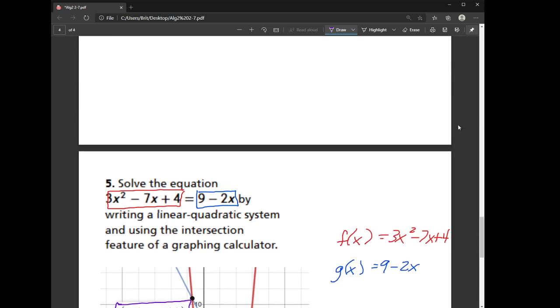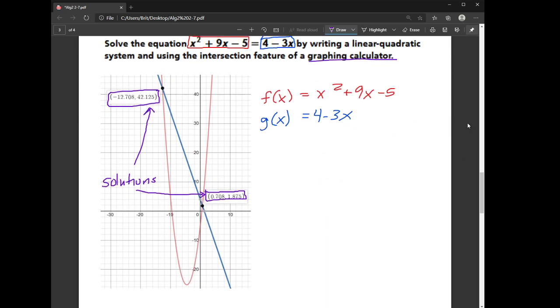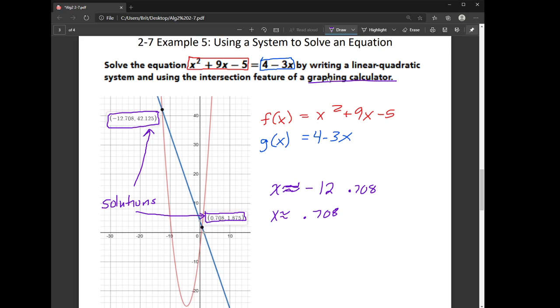Now, the same thing as up here. The solutions are at x is approximately 12.708, and x is approximately 0.708. And again, that's because the y values don't really matter here. The equation only has x's.